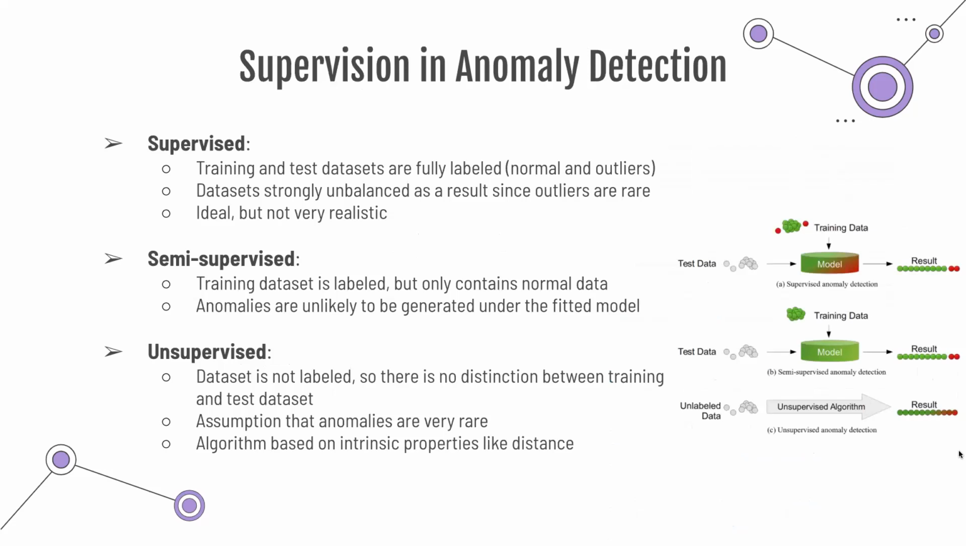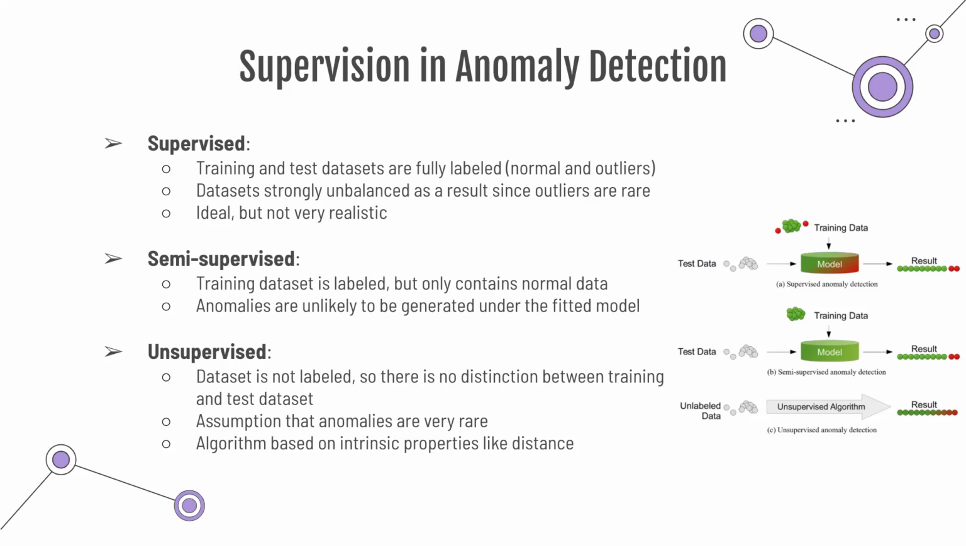Next up, we're going to go over what supervision is in anomaly detection. There are three categories for supervision: supervised, semi-supervised, and unsupervised. In supervised anomaly detection, the training and test data sets are fully labeled. That means that the normal and outlier points are fully labeled, and you know exactly what point is normal and what point is an outlier.